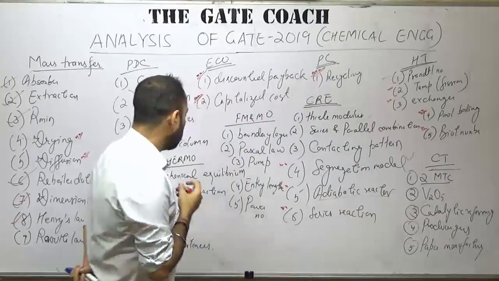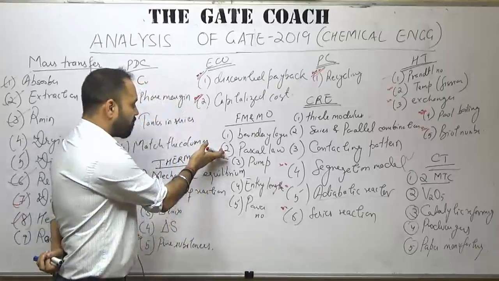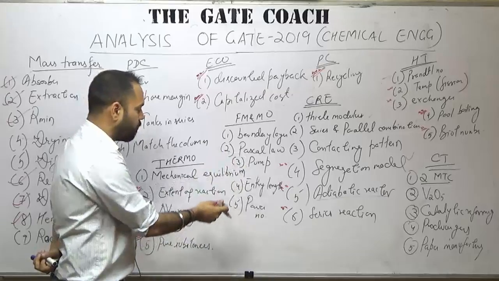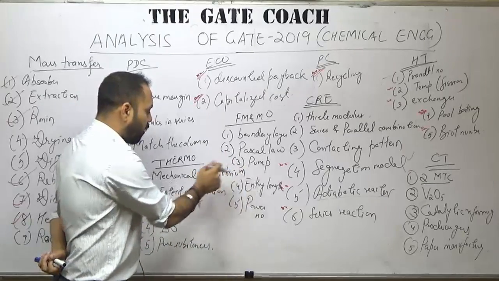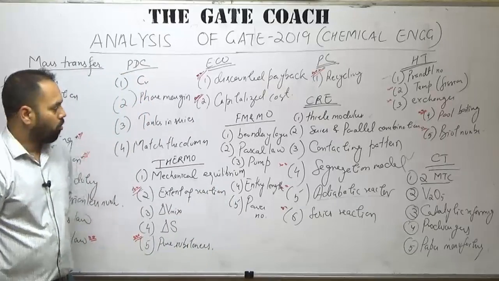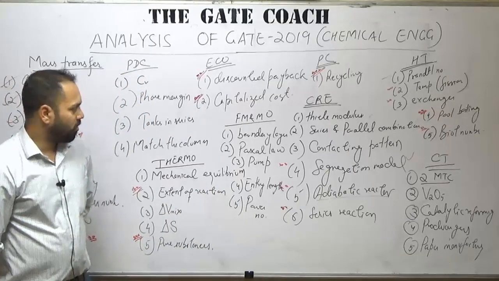One problem on boundary layer, then another problem on Pascal's law, then a third problem related to pump on the application of Bernoulli's theorem. Then there was a problem based on entry length, and there was a problem from mechanical operation based on power number. Overall, the problems on FM and MO were easy problems.